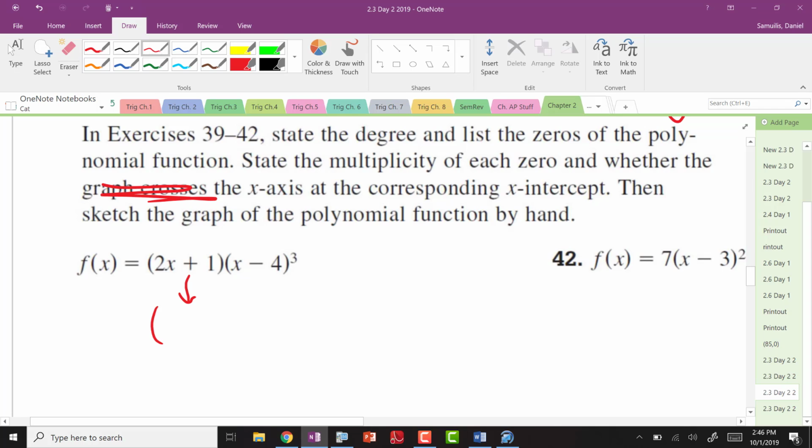Not 2. Negative 1/2, comma 0. I lost them. I don't think I'm being mean. What's the next intercept? 4, 0, and then what's the multiplicity?